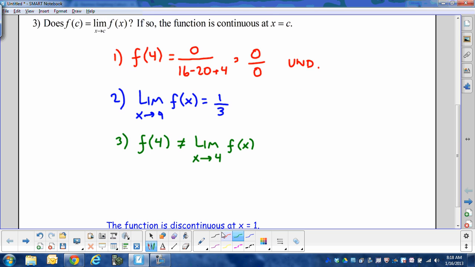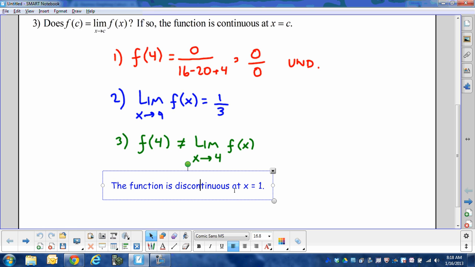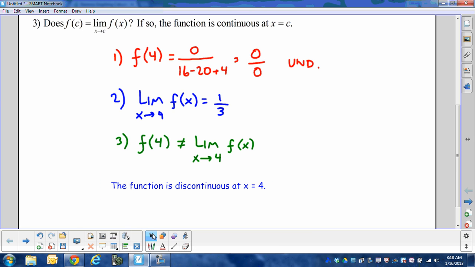Okay? Now, step 3, the question is, did my answer in number 1 equal my answer in number 2? And the answer to that question would be no. F of 4 does not equal the limit as x approaches 4. Since those two things are not equal to each other, I am going to then say that the function is discontinuous at x equals 4.